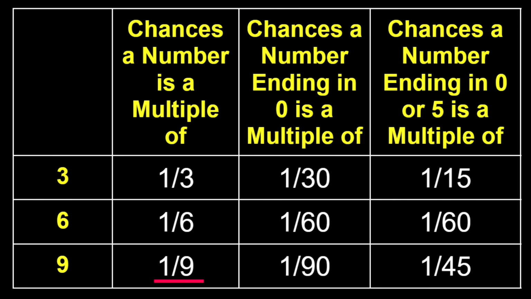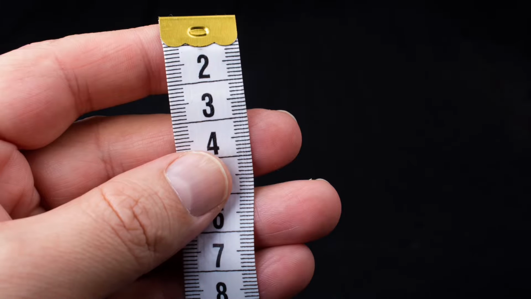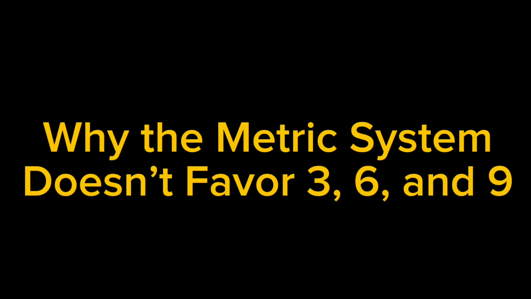Although multiples of 9 are 1 in 9, multiples of 9 ending in a 0 are very unlikely, or 1 in 90, and multiples of 9 ending in a 0 or 5 are 1 in 45. So these patterns should appear much less often than they do, which may explain why we rarely see them in the metric system. Speaking of the metric system, you might have noticed that I didn't even mention them once yet.